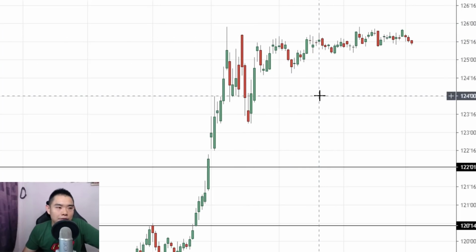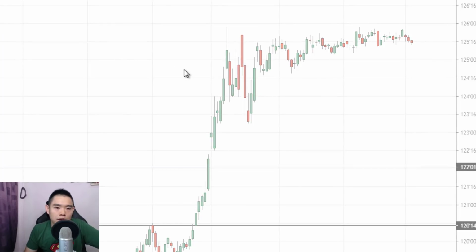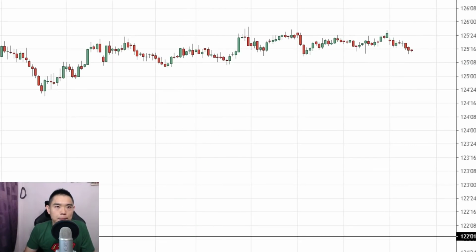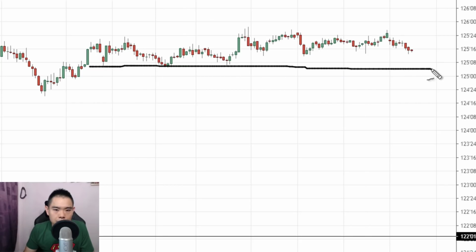Second one, a little bit more advanced technique, is where you can look to time your entry on the lower time frame. So in this case, on the 8-hour time frame, I would say this level over here, around the 125 level, where I just highlighted. You can look for buying opportunities right at this area of support.